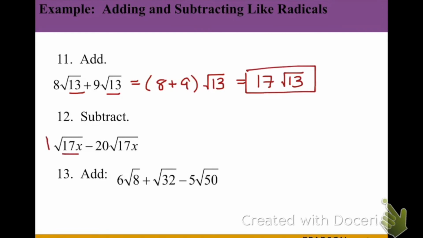Same thing with subtraction. In this case, we have like bases of square root 17x, and we have our coefficient out front of 1. Remember, even if nothing's out there, there's still a 1, in this case minus that 20 square root 17x. So we can subtract 1 minus 20, giving us negative 19 square root 17x.